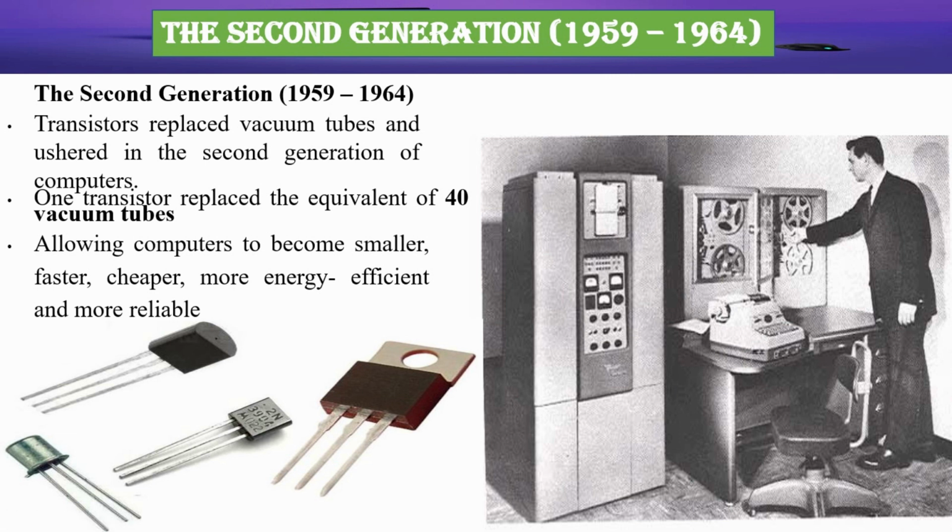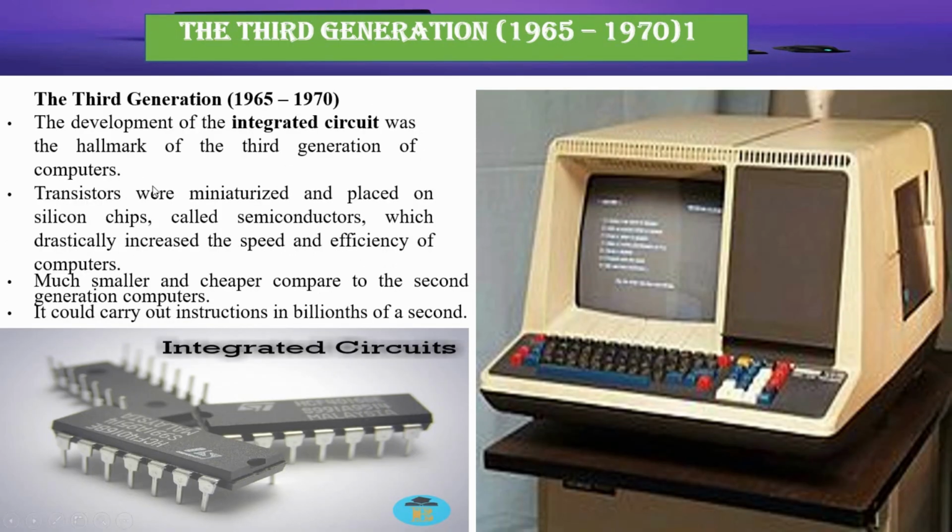Third generation, which started between 1965 and the 1970s. The development of integrated circuits was the hallmark of the third generation of computers. Transistors were miniaturized and placed on silicon chips called semiconductors, which drastically increased the speed and efficiency of computers. Much smaller and cheaper compared to the second generation computers, they could carry out instructions in billionths of a second.